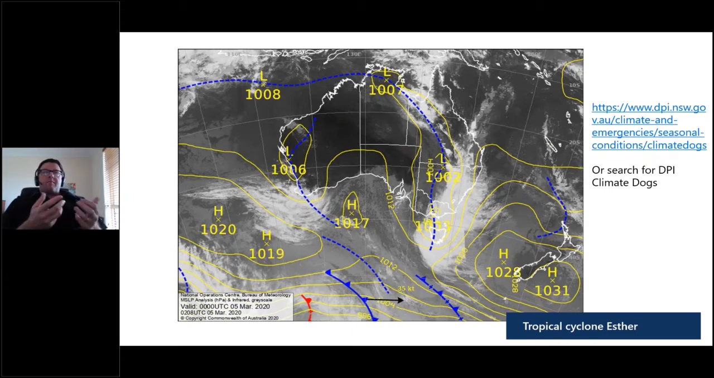If you want to find out more information or get a bit more background about the main climate drivers, it's worth your while. A really good place to start is a series of animations and explanations called Climate Dogs. I've put the website up there if you've got time to write it down, or otherwise just do a search in your web browser for DPI Climate Dogs, and it'll take you to some really nice material that you can use to start learning more about the main climate drivers that affect our climate.